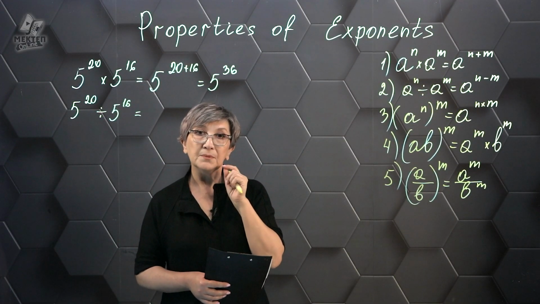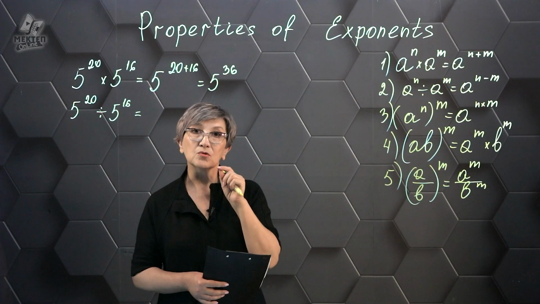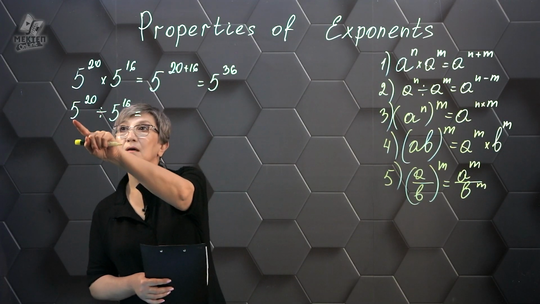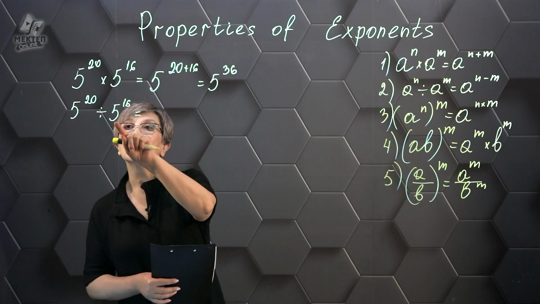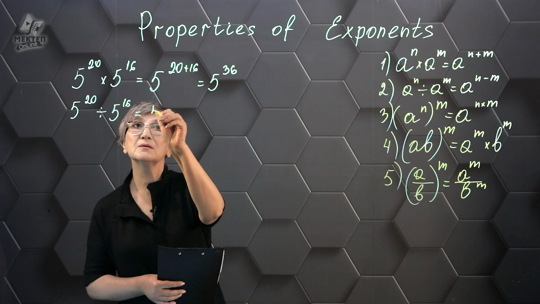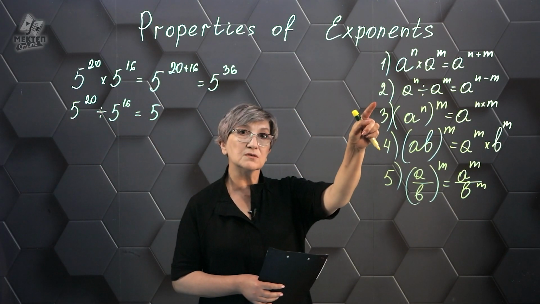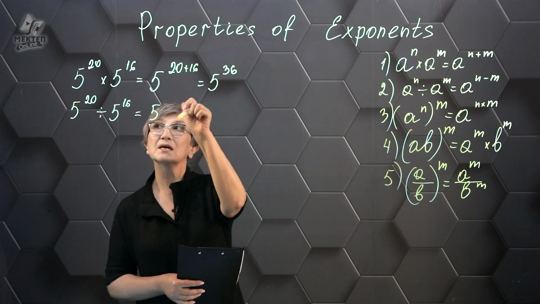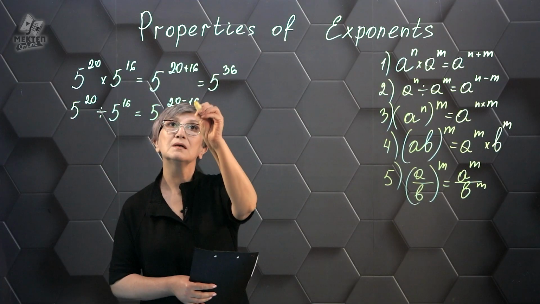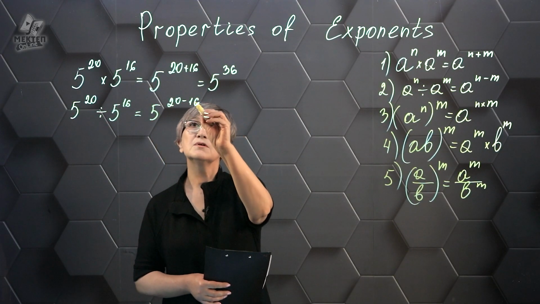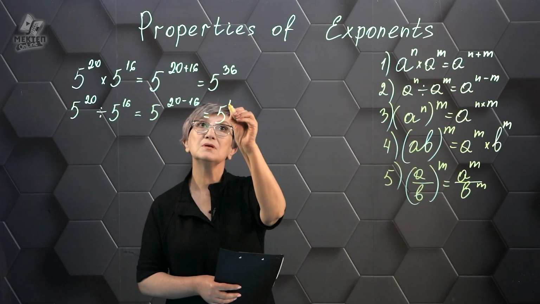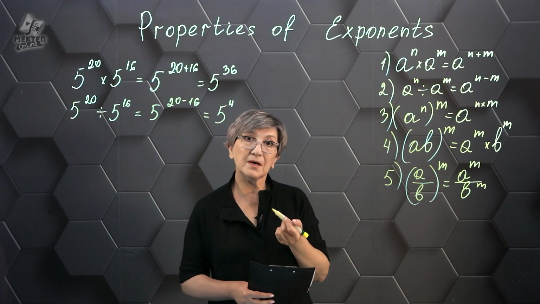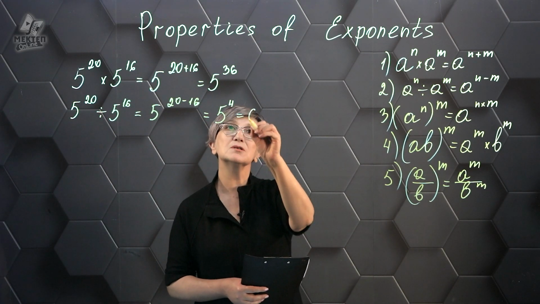Well, when applying the properties of powers, the first step is to look at the base of the powers. The first number has base 5 and the second number has base 5. So I can apply the second property. If there is a division sign, then I have to subtract. The result is 5 to the power of 4. But in this case, I can raise 5 to the 4th power. The result is 625.